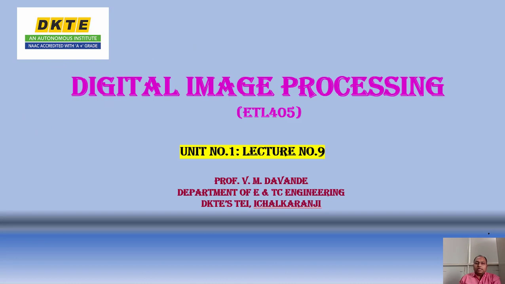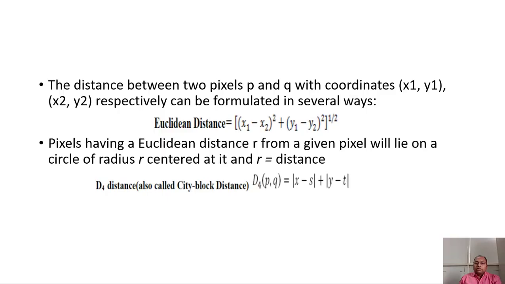Let us take one example of Euclidean distance so that you can understand how to find it. As discussed in the previous lecture, the distance between two pixels P and Q having coordinates x1, y1 and x2, y2 respectively. Let us take one example to calculate this Euclidean distance, and also the d4 distance, that is nothing but the city block distance.